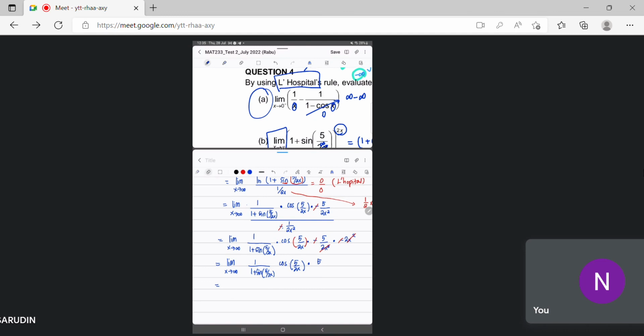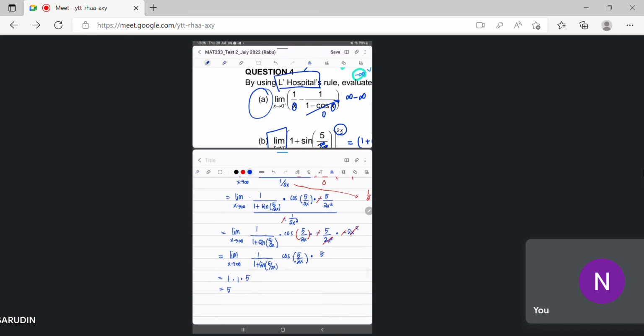Okay, so 1 over 1 adalah 1 lah kat sini. Okay, cos 5 over 0 is, 5 over infinity is 0. So cos 0 is 1 times with 5. So kat sini jawapan dia adalah 5.